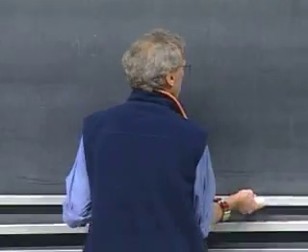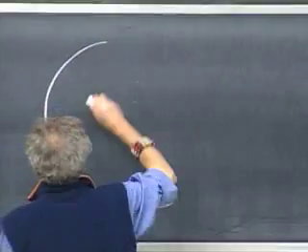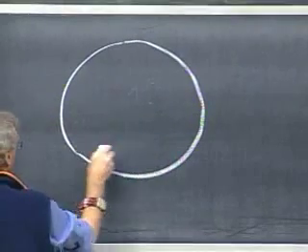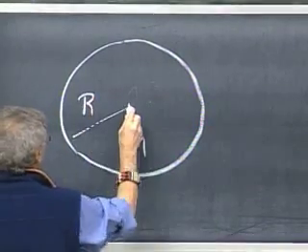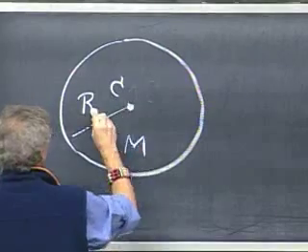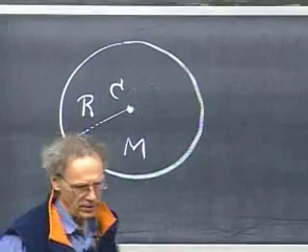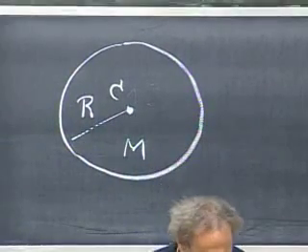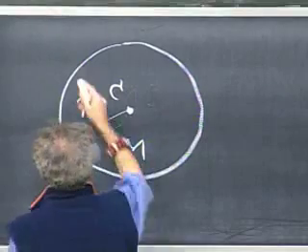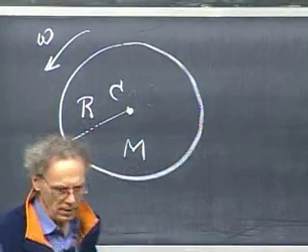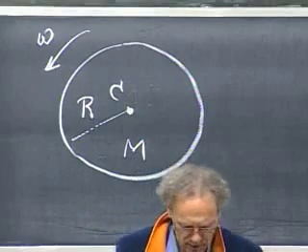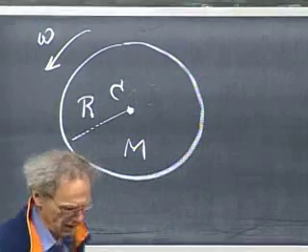And I will start with a disk. Here we have a disk. The disk has mass m, and the disk has radius r, and at this point C is the center of mass of this disk. It's rotating with angular velocity omega, and I want to know what the angular momentum is of this rotating disk.